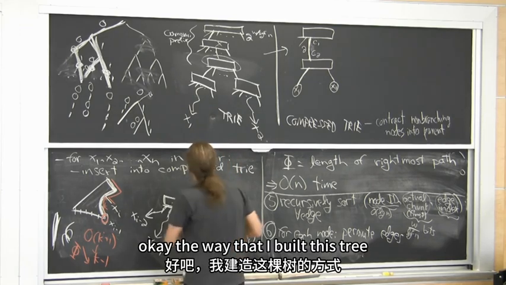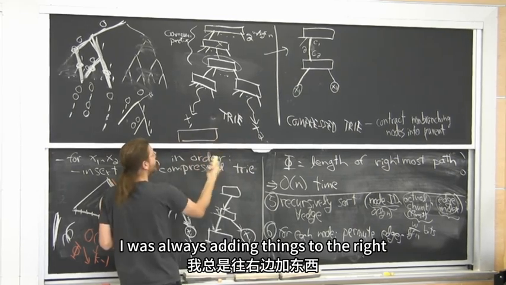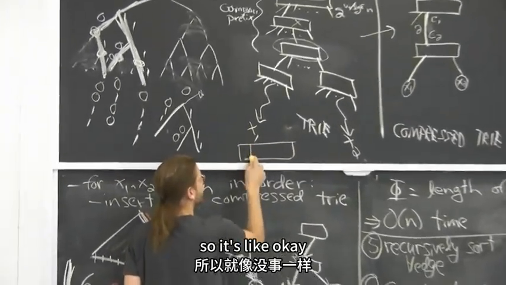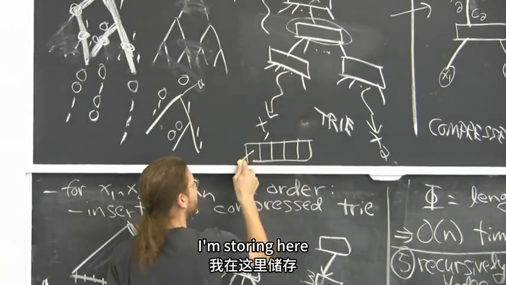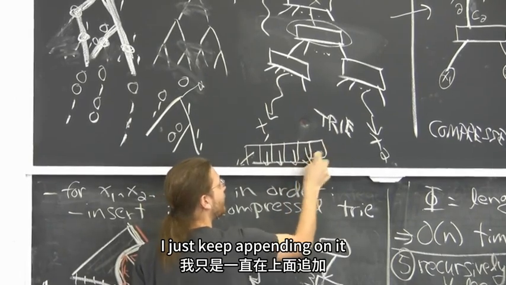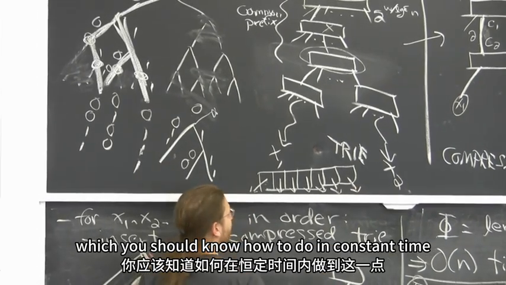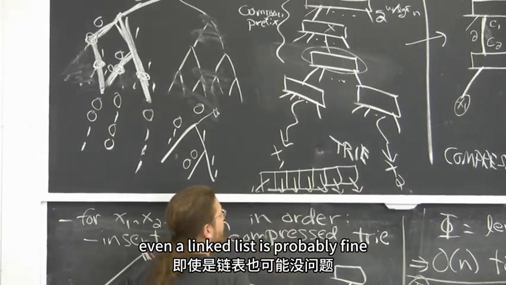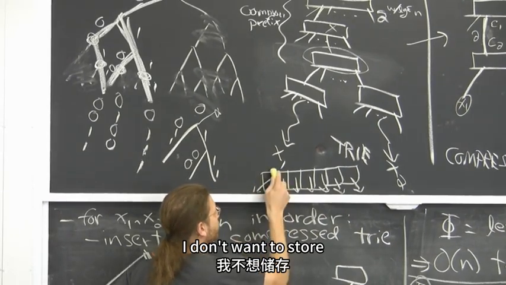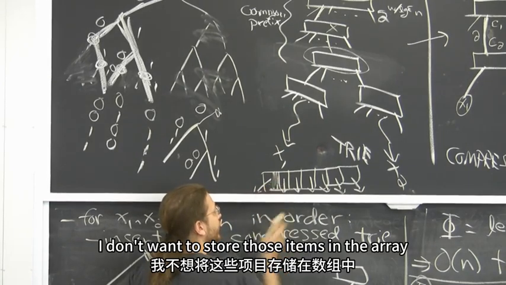Okay. The way that I built this tree, this compressed trie, I was always adding things to the right. So it's like, okay, I'm storing here. Here's the first child. Here's the next child. Here's the next child. Here's the next child. I just keep appending on. It's like an array that you can grow to the right, which you should know how to do in constant time. Even a linked list is probably fine. I don't want to store, if there are a bunch of values here that are just null pointers, I don't want to store those items in the array.